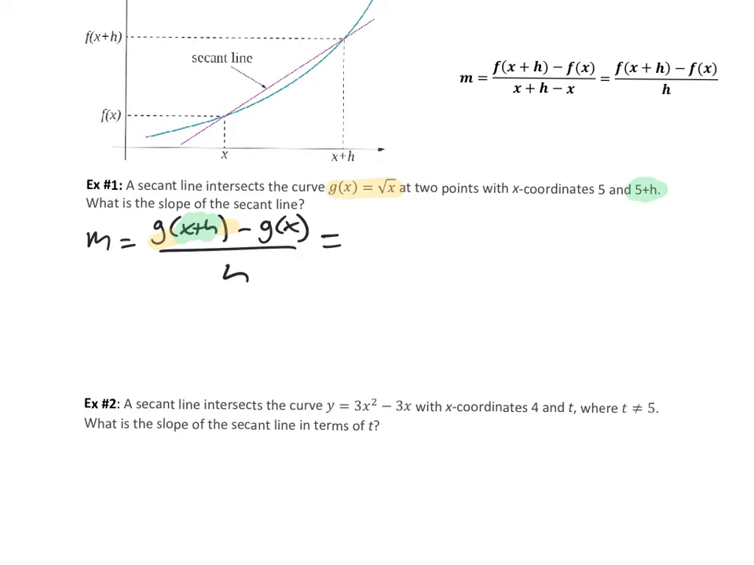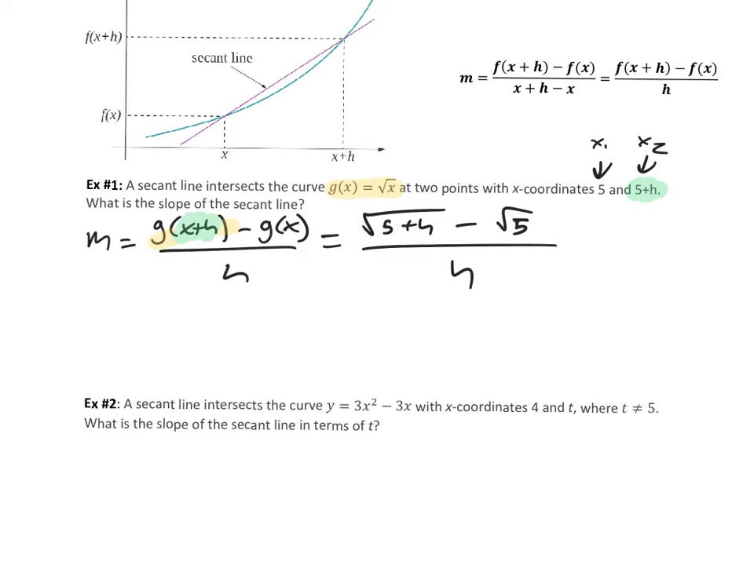That's going to be, g is actually the square root of x. So g of x plus h would be the square root of 5 plus h minus the square root of 5, and instead of x I'm just putting 5, remember, this is kind of like your x1 and your x2, all over just h.